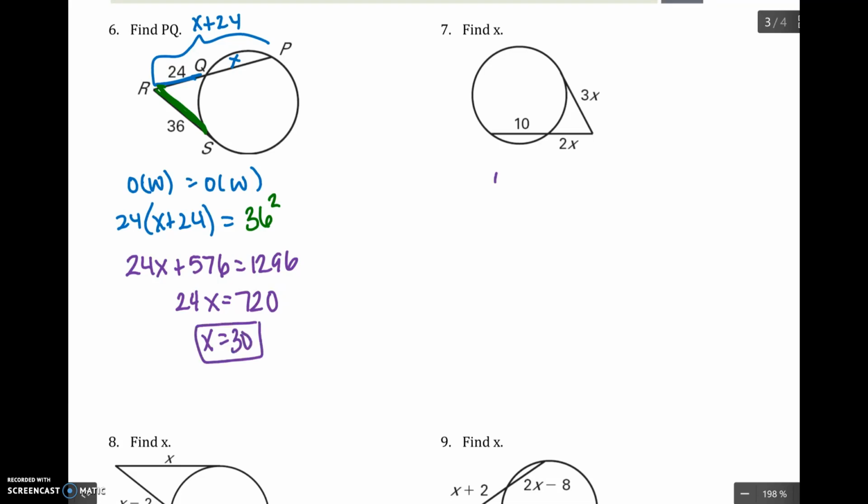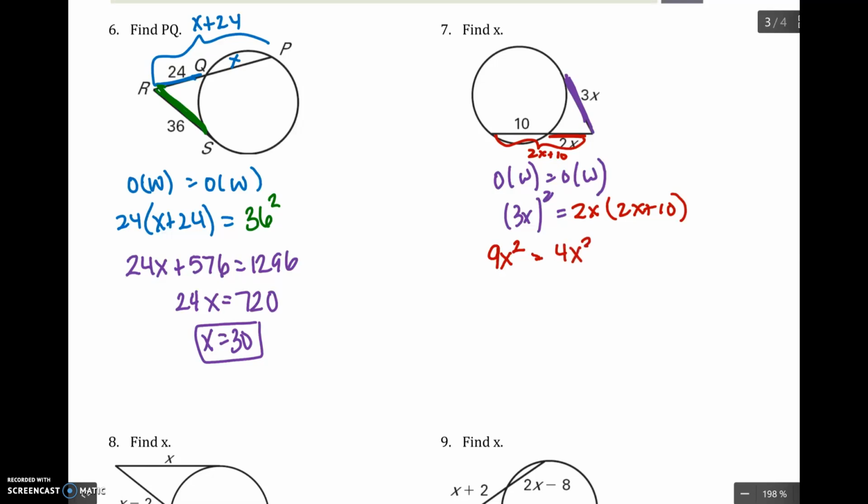All right, for number 7, again, outside times whole equals outside times whole. For this portion, it is a tangent, so the outside is the whole. So you can do 3x times 3x, which is the same as doing 3x squared, either way. And then for the bottom half, 2x is outside, and the whole thing is 2x plus 10. Okay, so we're going to distribute. 3x squared, when you square 3x, you get 9x squared. And when you distribute here, you get 4x squared plus 20x.